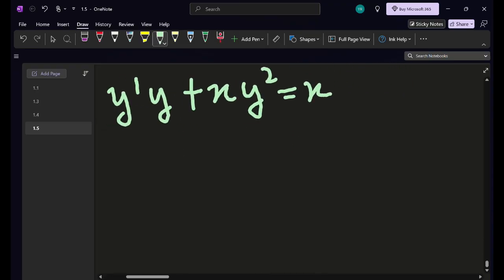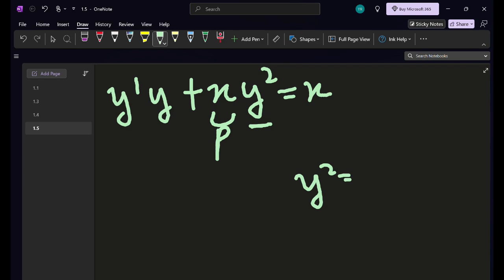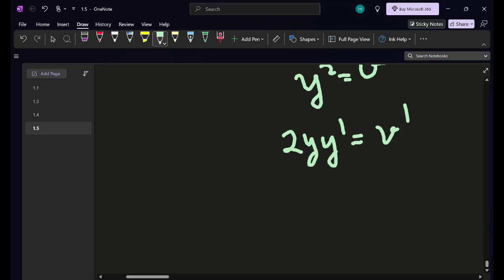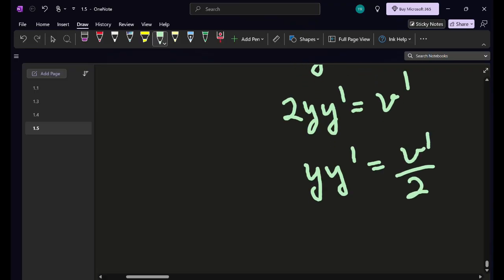After that we have to put whatever has been multiplied to p as v. So in this whole thing, our p is this. So whatever has been multiplied to p, we will take this as v, and then we will differentiate it once. So we will get 2y y dash is equal to v dash. From here we can also write y dash is equal to v dash by 2.